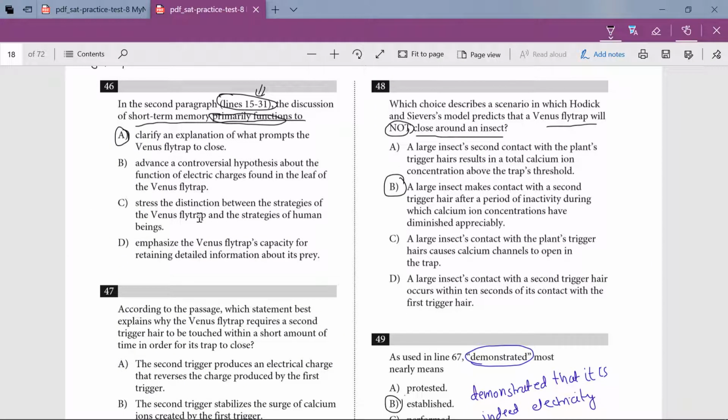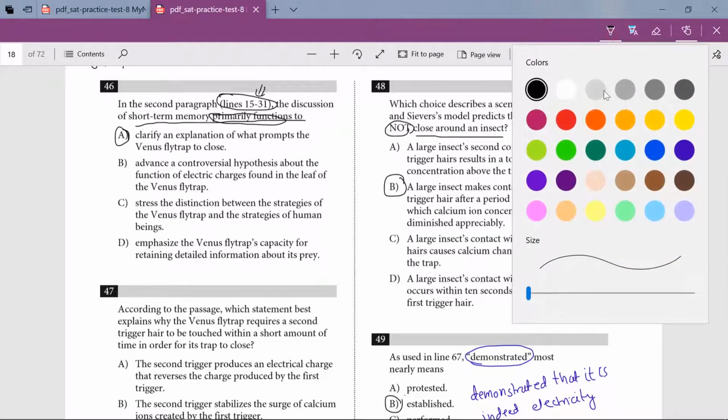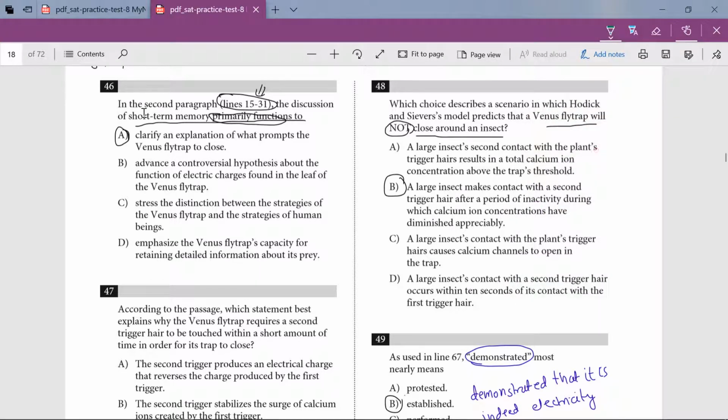Let's look at A and let's look at other options also. Clarify an explanation. So what does it mean? Clarify an explanation means giving a little clearer idea. The explanation was given in the previous paragraph. In order to clarify it, they have given this whole paragraph that, see, this is how this plant works. Something similar to human memory is there in this plant also, which is like a short-term memory of human beings. So clarify an explanation matches it.